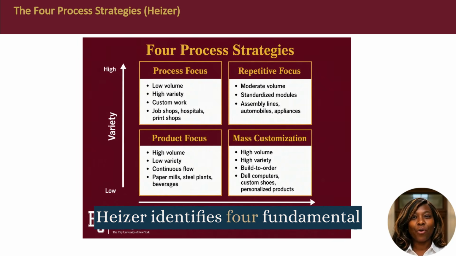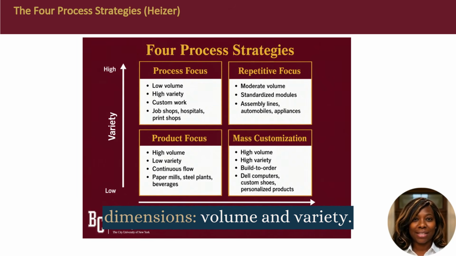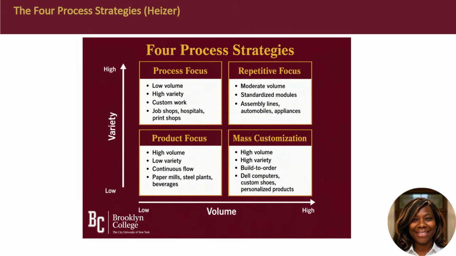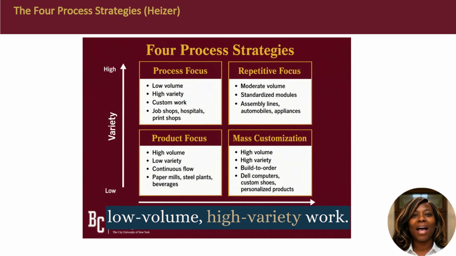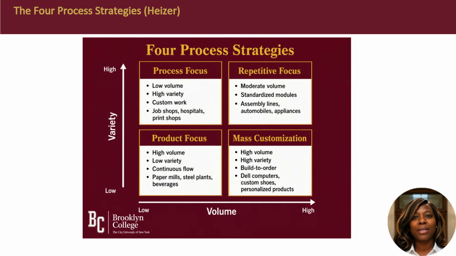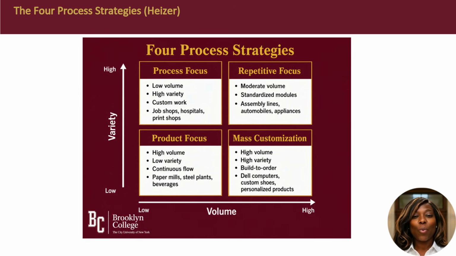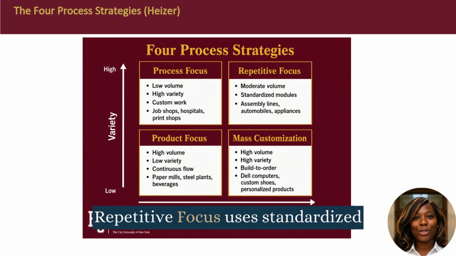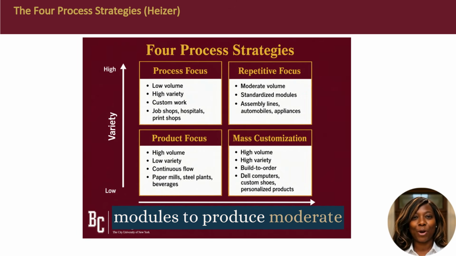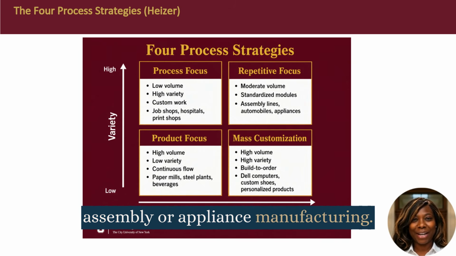Heizer identifies 4 fundamental process strategies, and they are organized along 2 dimensions, volume and variety. In the upper left, process focus is for low volume, high variety work. Think hospitals, law firms, custom print shops. Every job is different. Equipment is general purpose. Workers are highly skilled. In the upper right, repetitive focus uses standardized modules to produce moderate volumes. Think automobile assembly or appliance manufacturing.